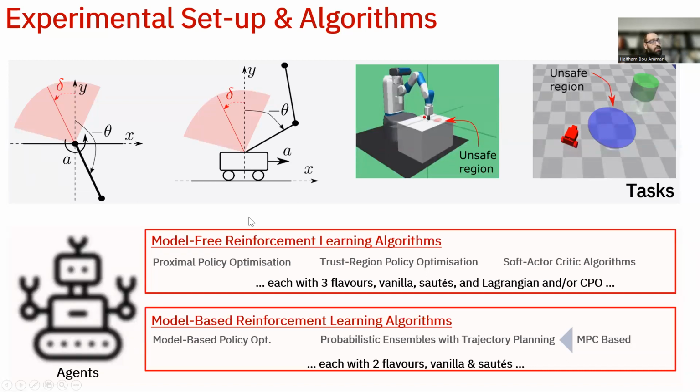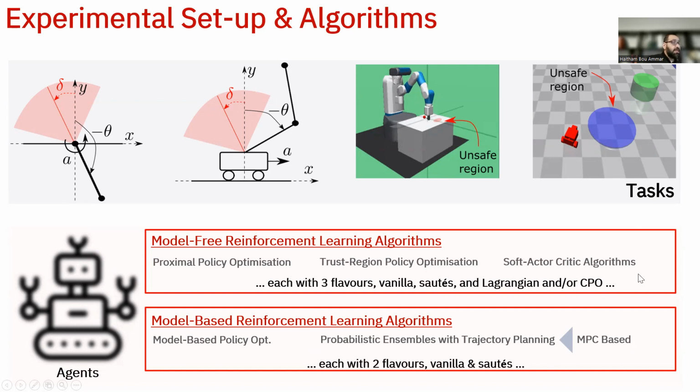But because I told you it's plug and play, I actually wanted to convince you that it is plug and play. So that's why we tried different algorithms. We tried PPO as one of the algorithms to solve the problem. We tried TRPO, and we tried soft actor critic. For each one of those, we compared three things. We compared the vanilla one, without any safety consideration. We compared the Saute one, which is the method I described. We compared the Lagrangian one, where you solve it with Lagrange multipliers. And we compared to constrained policy optimization, which is another form of algorithm.